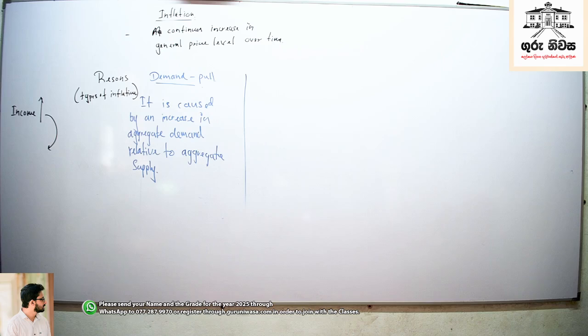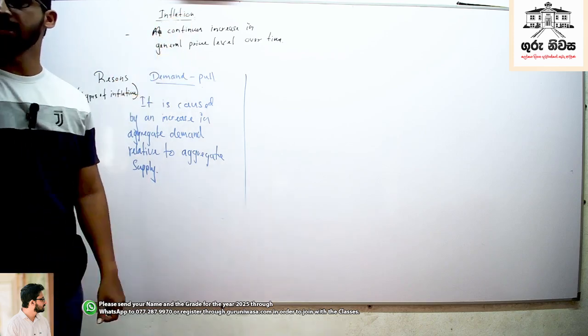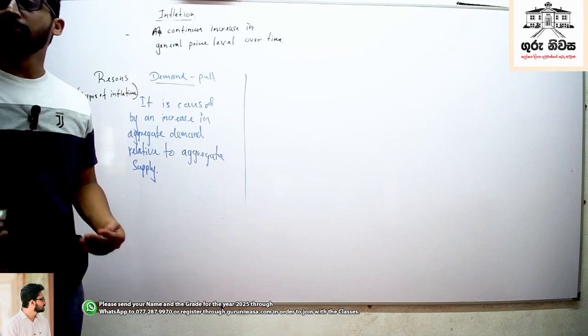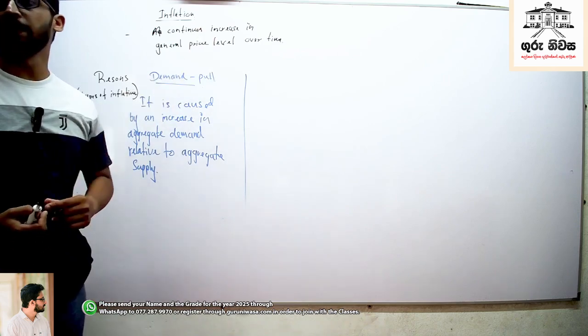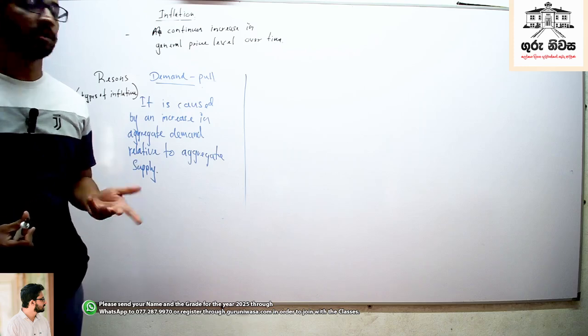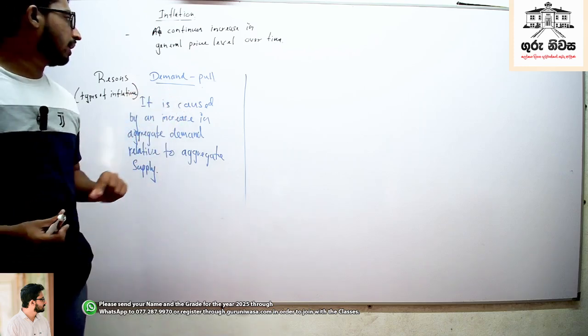Will it increase or decrease? Increases. When income increases, demand increases. When demand increases, what happened to the general price level? Increases. This is known as inflation. Understand? So higher demand on goods and services means an increase in general price level, which is known as inflation, and this reason is called demand pull inflation.